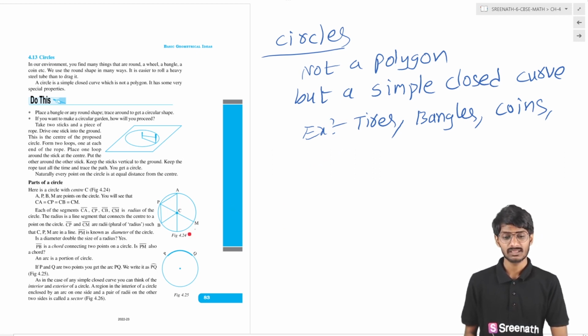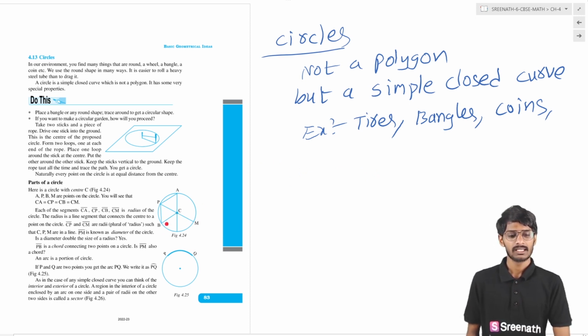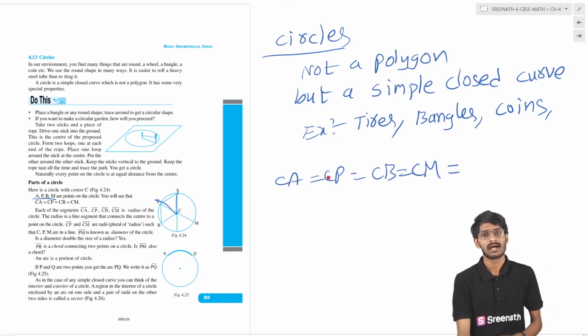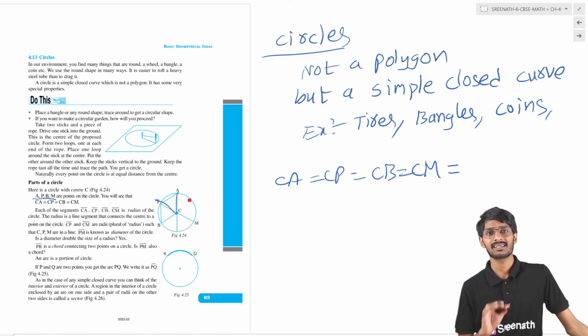So this is a circle, students. Here A comma P comma B comma M are all points on the circle. If you clearly observe here, the line segment from C to A is one line segment, and C to P is another line segment, and C to B is another line segment, and C to M is another line segment. If you clearly observe, all these lengths are equal, students.